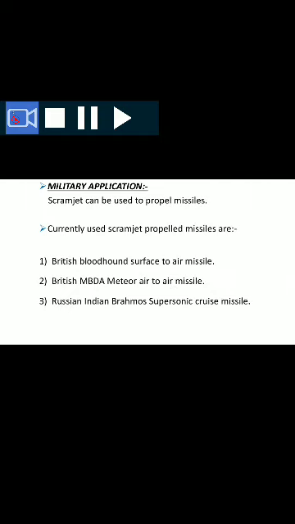In military applications, the scramjet can be used to propel missiles. Currently used scramjet-propelled missiles are the British Bloodhound surface-to-air missile and the British MBDA Meteor air-to-air missile, and another one is the Indian-Russian made BrahMos supersonic cruise missile. So these are the applications of the scramjet engine.